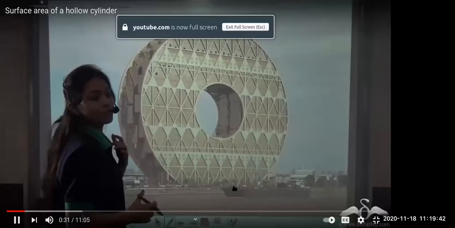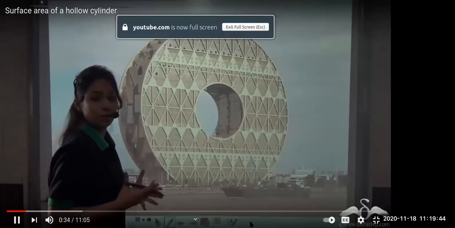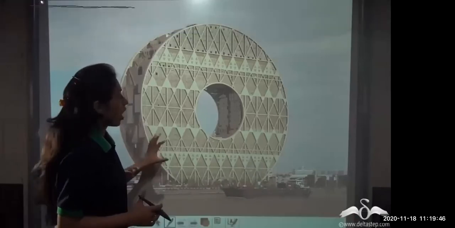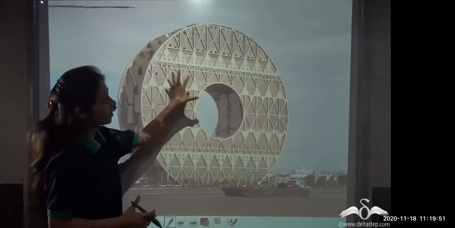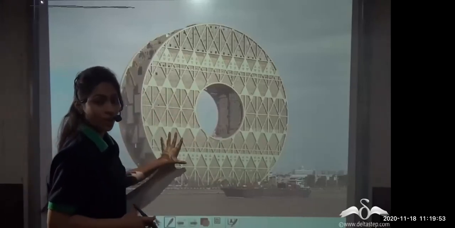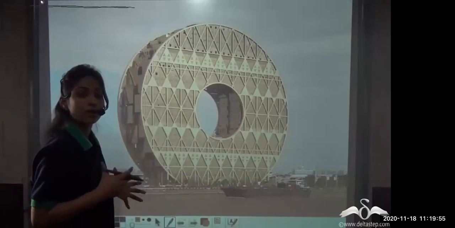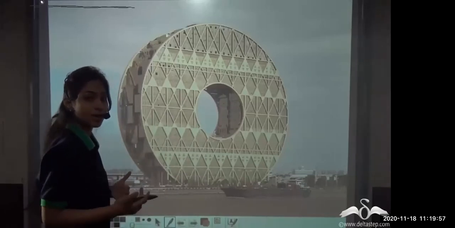Now suppose the color of this gets faded and the authorities want to paint it. They need to know how much surface they have to paint. So what will they find out? The surface area of this structure. For that, you should know how to find out the surface area of a hollow cylinder. Let's see.